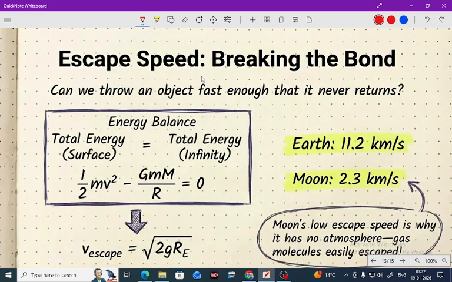Escape velocity, escape speed, breaking the bond. Can you throw an object fast enough that it never returns? Yes. Energy balance: total energy at surface is equal to total energy at infinity. Half mv squared minus G small m capital M by r is equal to 0. Therefore, escape velocity is equal to root over 2gRe. The escape velocity of Earth is 11.2 km per second, and the escape velocity of Moon is 2.3 km per second. You see here, the escape velocity of Moon is less than that of Earth. Moon's low escape speed is why it has no atmosphere. Gas molecules easily escape from the Moon.